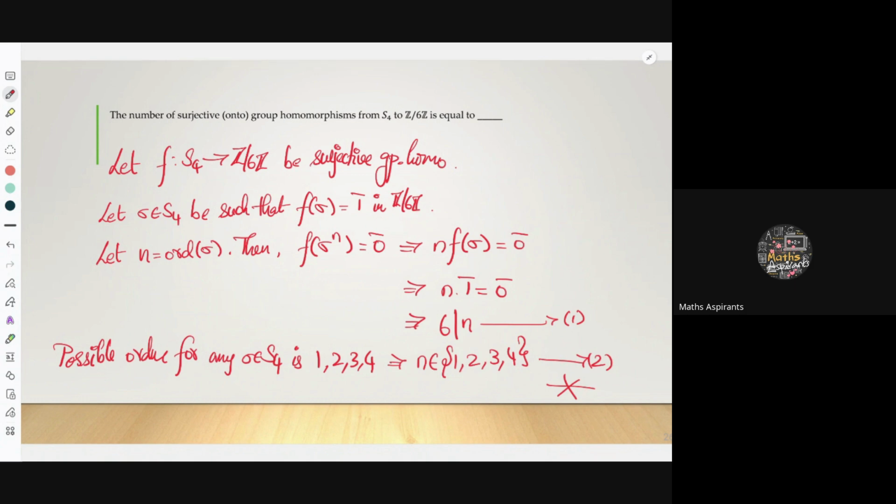And you also want 6 to divide n. That's not possible. So we get a contradiction. So our assumption here is false, which implies the answer is basically 0. Which means there is no surjective group homomorphism from S4 to Z mod 6Z.